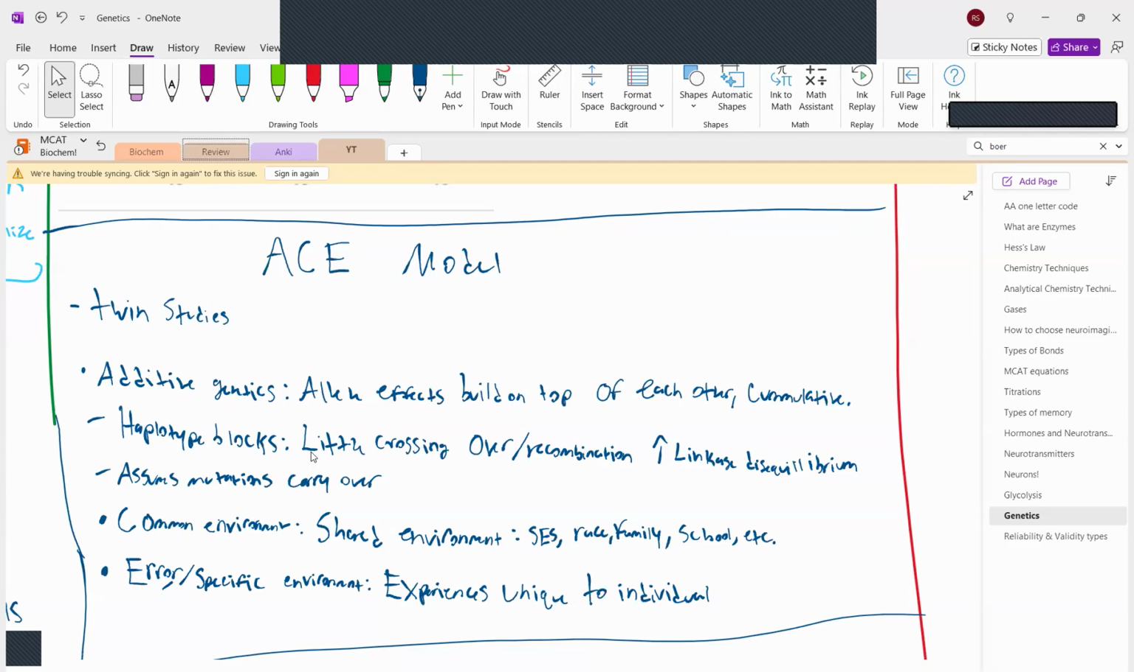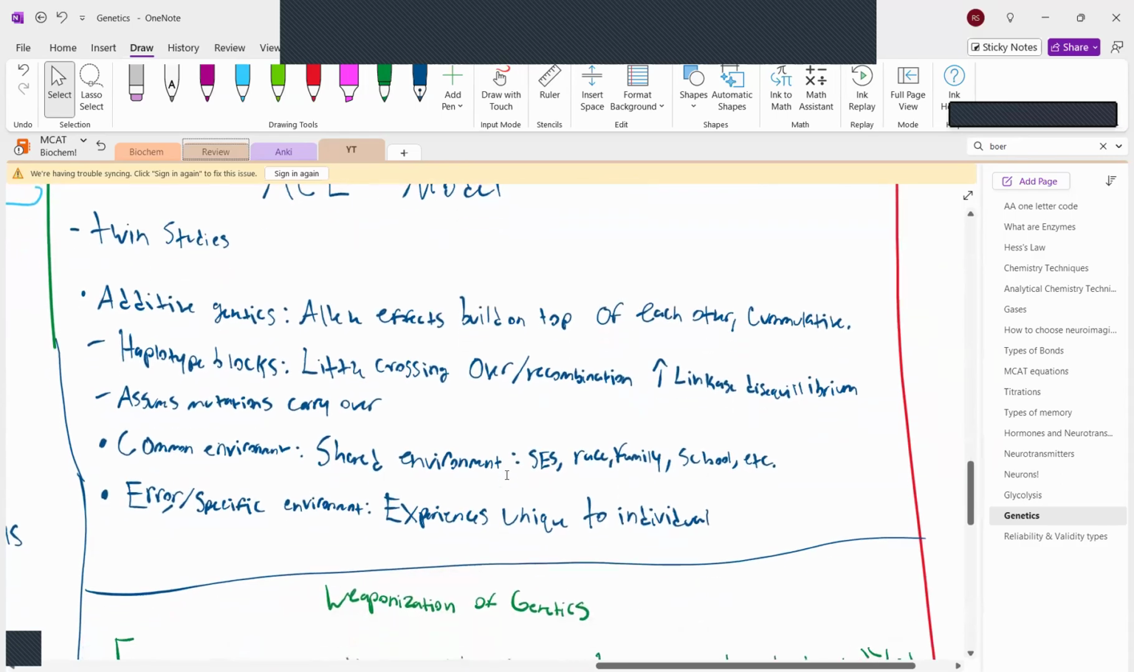That's where you have your haplotype blocks. There are areas with little crossing over or recombination, which means that those specific genes or base pairs have really high linkage disequilibrium. That means they're connected, typically really close by to each other, so they'll get transcribed together. They're like best buddies, inseparable best friends. That's when you just assume the mutations carry over.